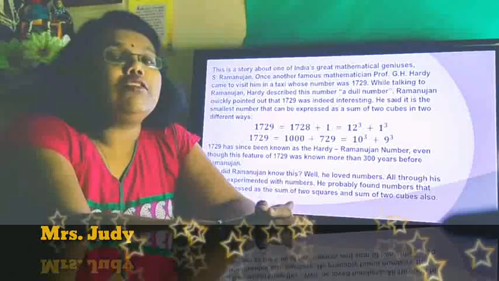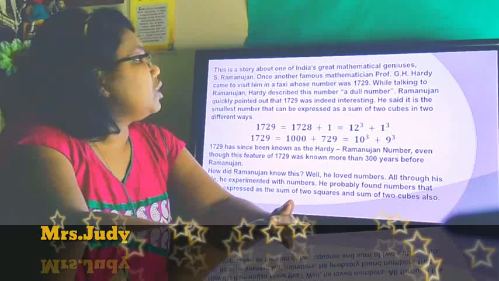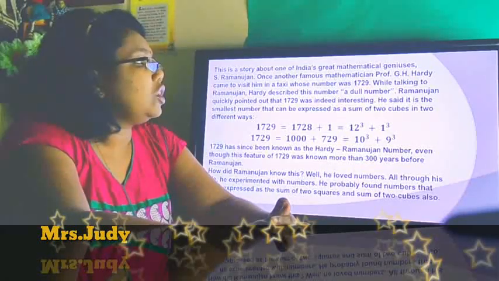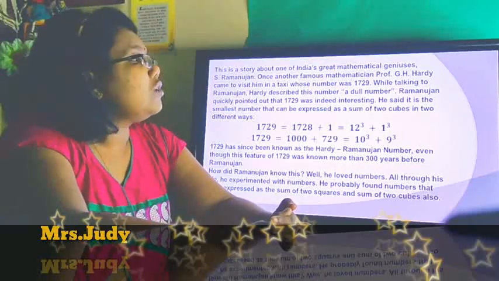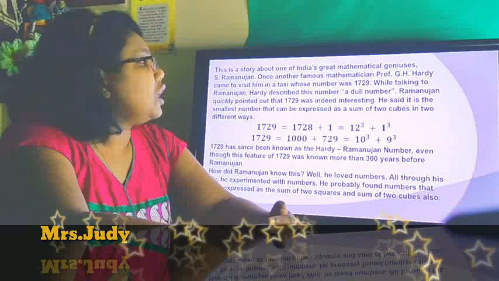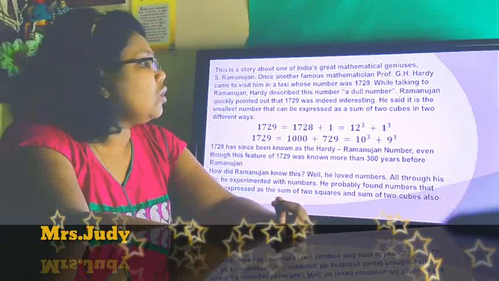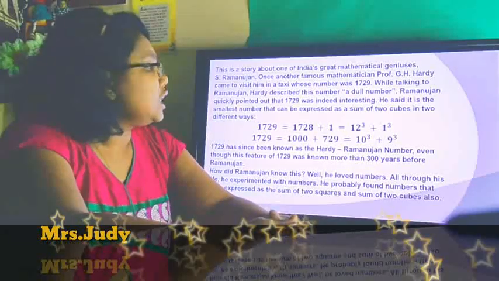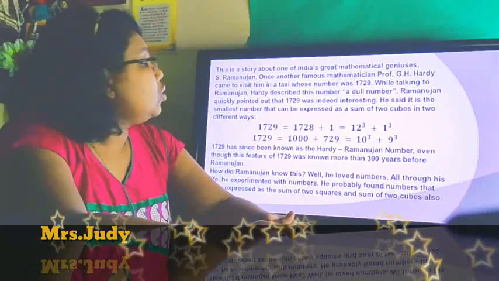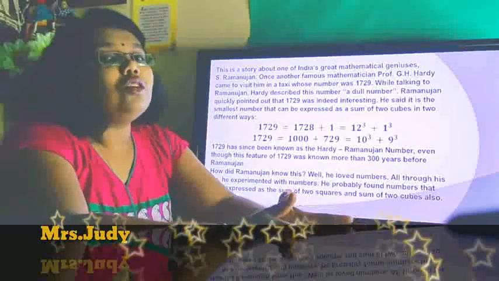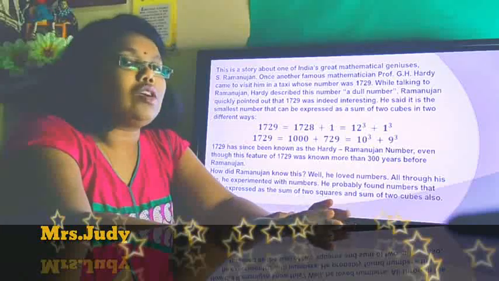Before we start that, we have a little story about one of India's great mathematical geniuses, S. Ramanujan. Once another famous mathematician, Professor G.H. Hardy, came to visit him in a taxi whose number was 1729. While talking to Ramanujan, Hardy described this number as a dull number. Ramanujan quickly pointed out that 1729 was indeed interesting. He said it is the smallest number that can be expressed as the sum of two cubes in two different ways. Cubes added together in two different manners, and this is the smallest number that has this possibility. This is what Mr. Ramanujan says.